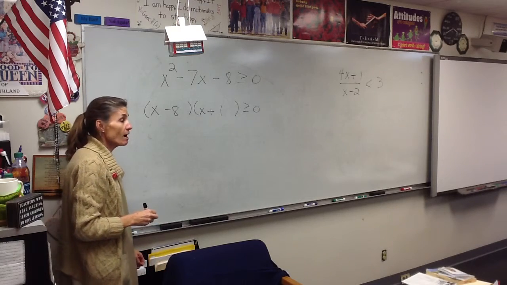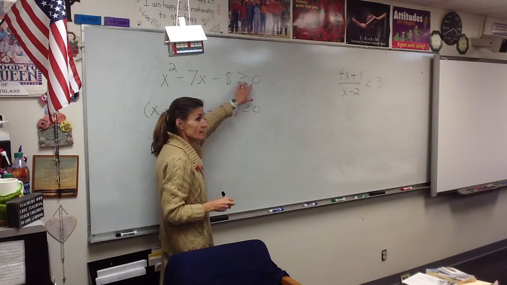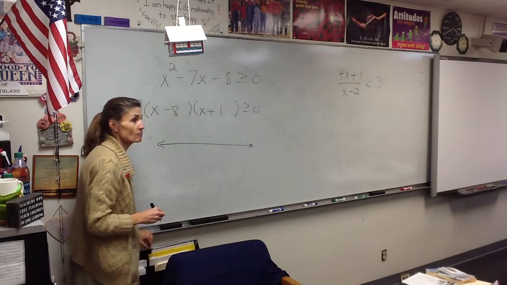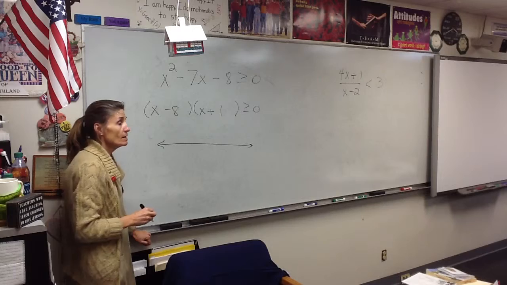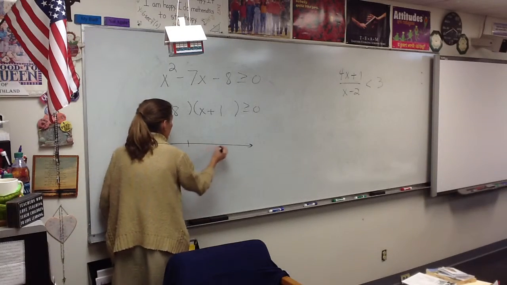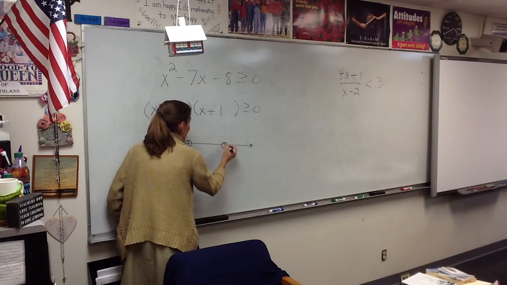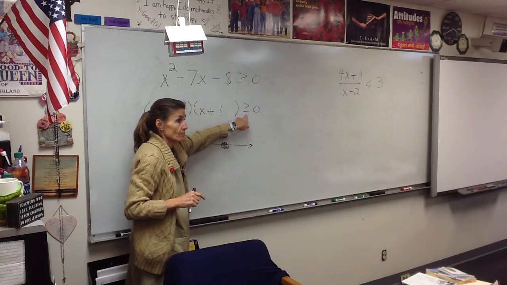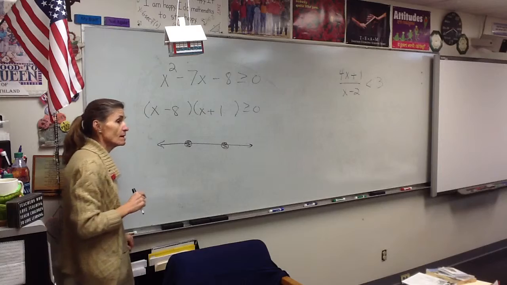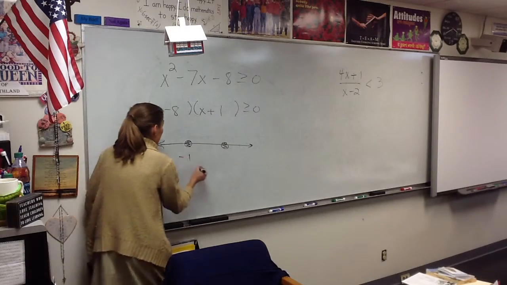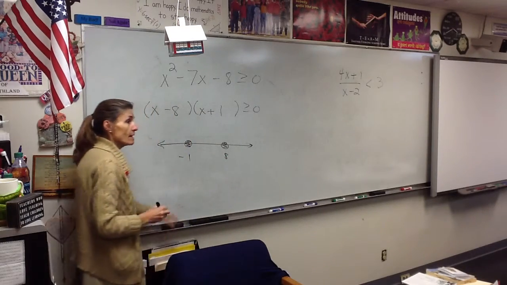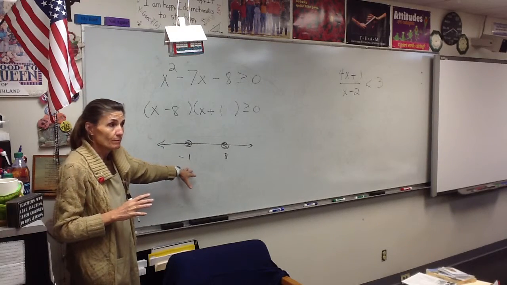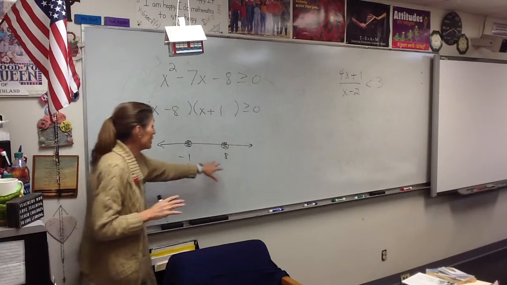Now, every time I have an inequality, I draw a number line. At some point, I have to draw a number line. I'm going to put 2 dots on this number line. Those dots are going to be colored in. Where will those dots be? -1 and 8. And groupies, they got to be in that order. Okay? -1 and 8.